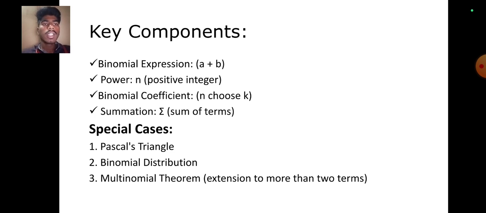Now the key components of the binomial theorem. The binomial expression is a plus b. The power is n, which must be a positive integer. The binomial coefficient is n choose k. Summation: sigma represents the sum of terms. Now the special cases: Pascal's triangle, binomial distributions, multinomial theorem, extension to more than two terms. These are the special cases related to the binomial theorem.